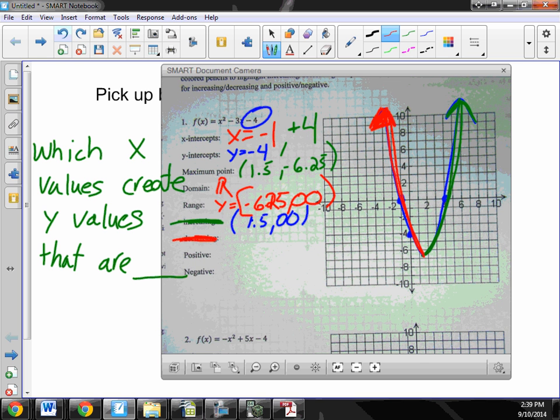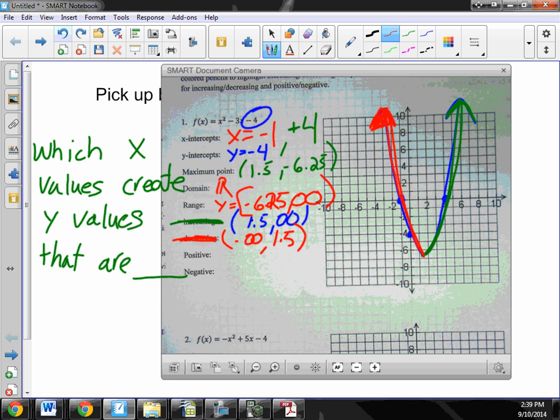What is the smallest x value in the decreasing interval? Negative infinity. What is the biggest x in the decreasing interval? 1.5. So from negative infinity to 1.5. Are either included? No.